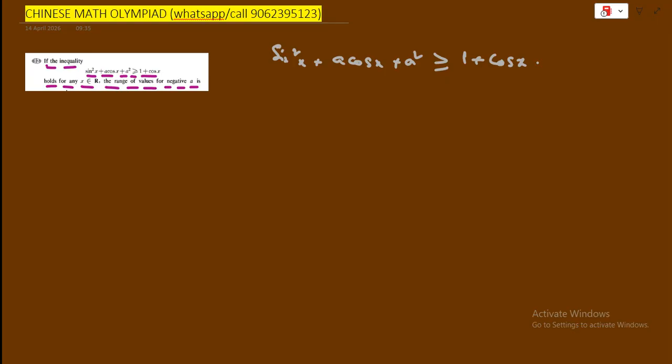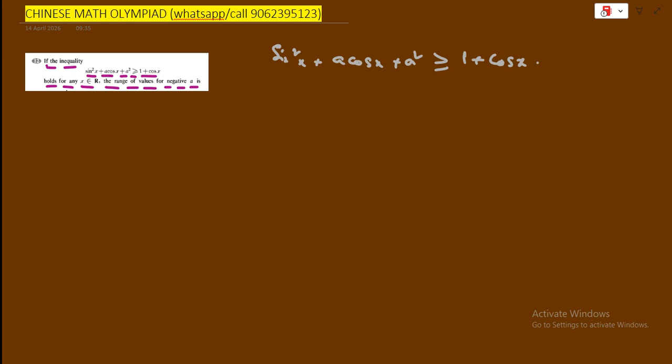Okay, so at first glance you might want to turn the sin square x into 1 minus cos square x and start a war. But in an Olympiad, we don't just fight, we fight smart. We need a strategy, right? So if an inequality works for every x, it must work for the easy x. Okay, so this is what I call the lazy genius method.